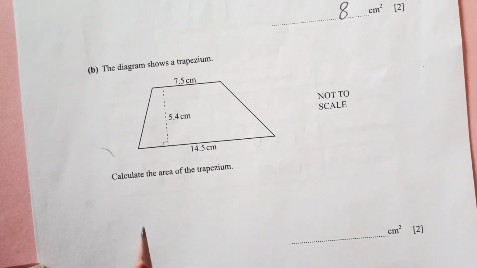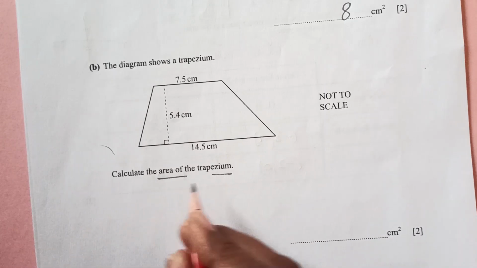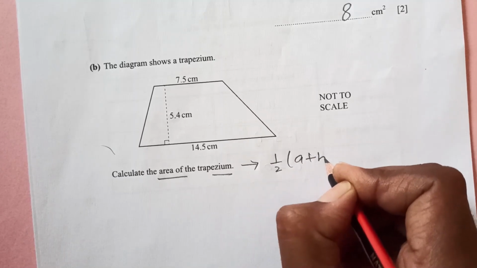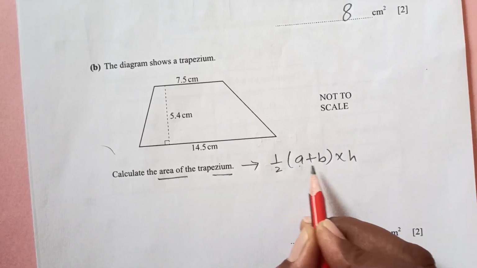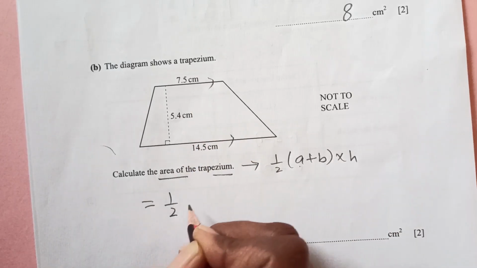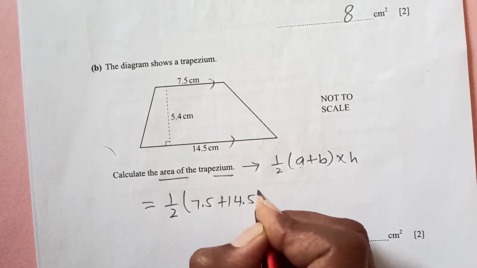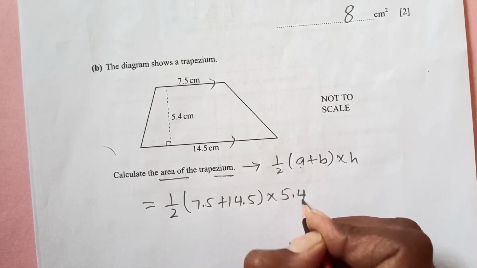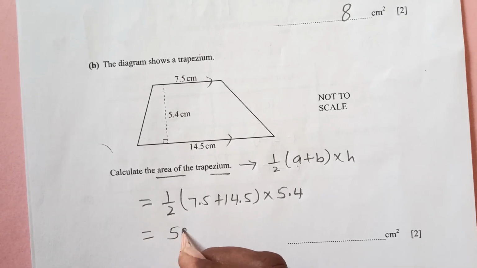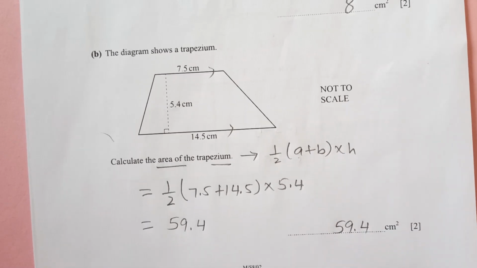Now part B, the diagram shows a trapezium. You have this trapezium. Calculate the area of the trapezium. So area of the trapezium is equal to half (A plus B) times H, where A and B are the parallel sides. So we have these parallel sides here. So that will be half, A is 7.5 plus 14.5, times height 5.4. So you can calculate it directly. I have already calculated. This is 59.4 centimeter square.